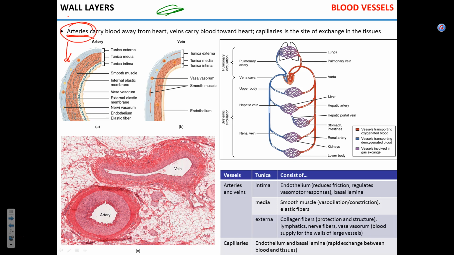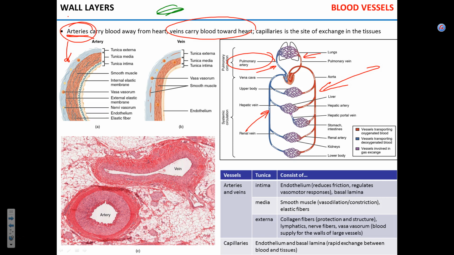The arterial wall is shown here. They're pretty thick. They carry the blood away from the heart, always. So those are reds. Our arteries here, in blue, pulmonary arteries. Veins always carry blood towards the heart. It's pulmonary veins and veins of the systemic circuit.